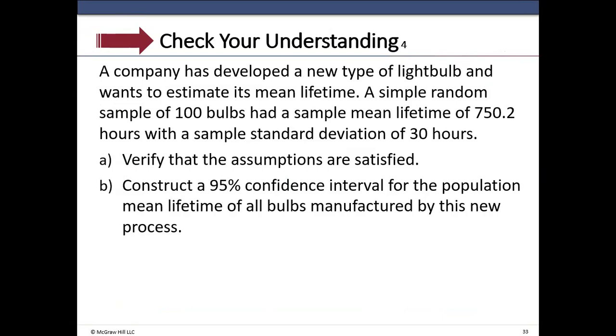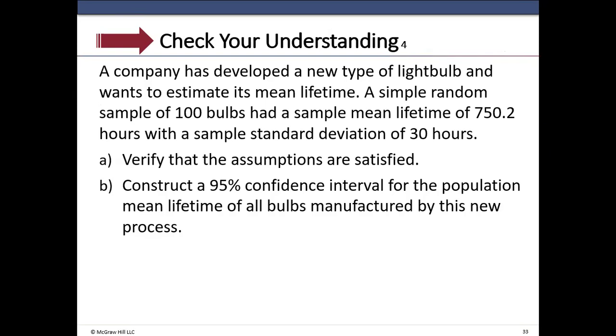A company has developed a new type of light bulb and wants to estimate its mean lifetime. A simple random sample of 100 bulbs, much greater than 30, so we can assume the sample came from a normal population, had a sample mean lifetime of 750.2 hours with a sample standard deviation of 30 hours. Part A, verify the assumptions are satisfied. The assumptions are satisfied because the sample size 100 is much greater than 30, so we can assume the sample came from a normal distribution.